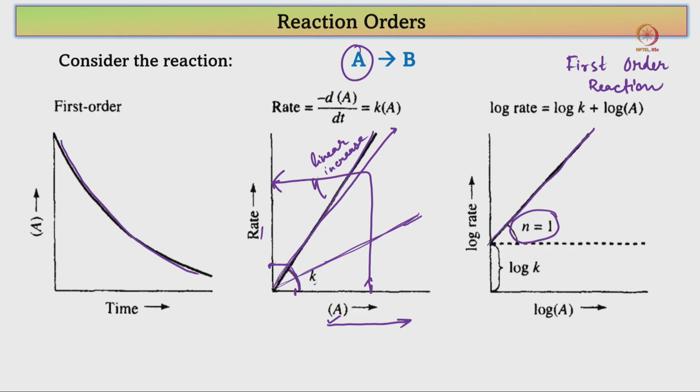Again, if you are given a complex reaction A plus B plus C producing D plus E plus F, whereas this is 0 and this is 1 and this is 2, then this means that the rate of the reaction is linearly increasing with the increasing B concentration.